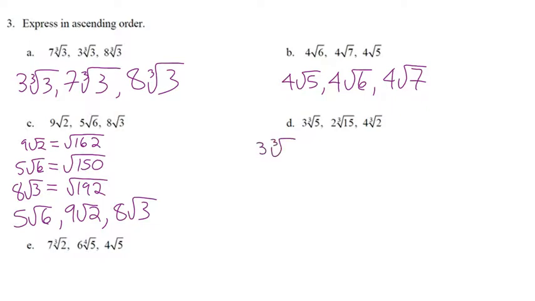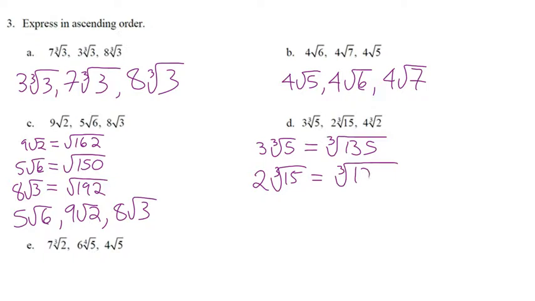Okay, 3 cube root 5 is equal to the cube root of 135. 2 cube root 15 is equal to the cube root of 120. And 4 cube root 2 is equal to the cube root of 128. Okay, now I hope you know how I got those, right? I just had to cube the 3, which is 27, and 27 times 5 is 135. Cube the 2, which is 8, 8 times 15 is 120. Cube the 4, which is 64, and 2 times 64 is 128.